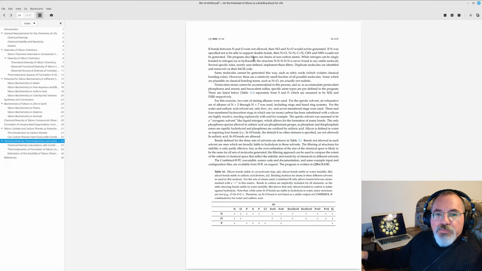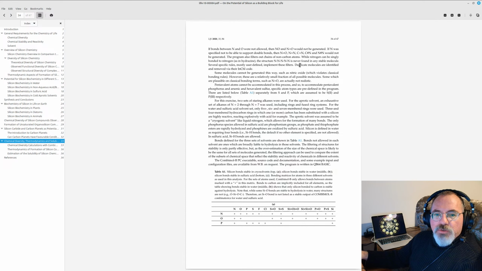While nitrogen can be singularly bonded to nitrogen, as in hydrazine, the structure N is never found in any stable molecule. That, by the way, would be equivalent to using nitrogen as a structural atom in the same way that carbon can be. And I should also point out that hydrazine, I think, is really, really unpleasantly reactive. Several specific rules, mostly user-defined, implement these filters.